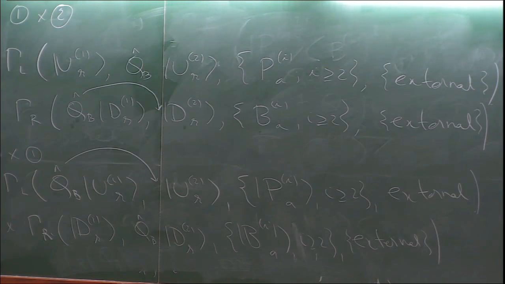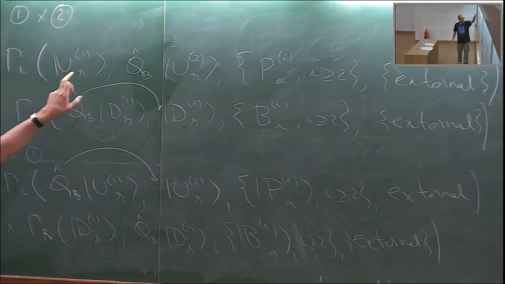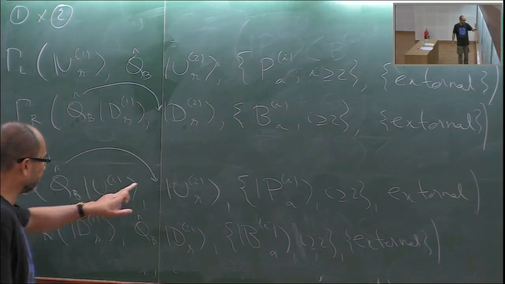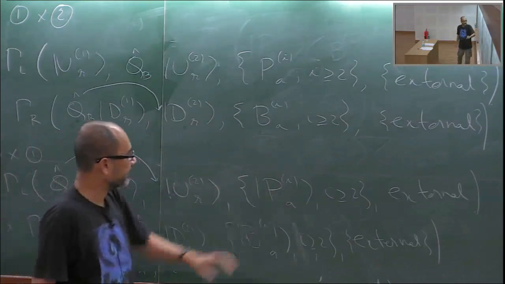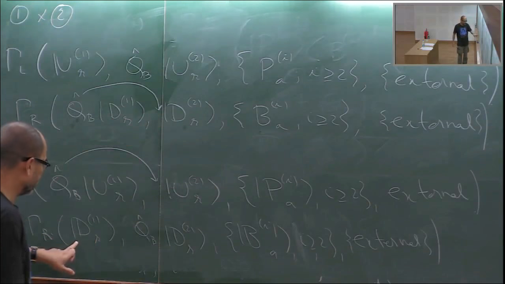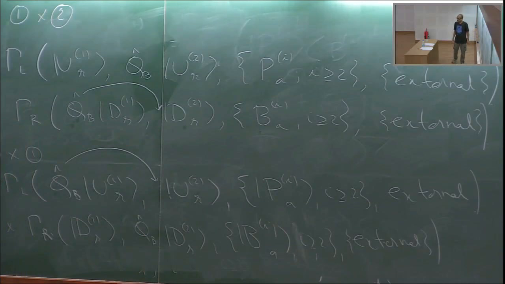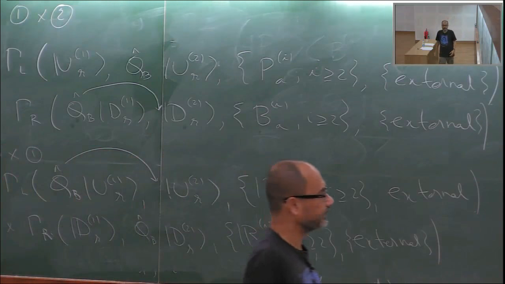So suppose you do that. Then we see that these two terms are identical. Gamma L, U1, QB hat U2, U1, QB hat U2, rest are the same. Similarly in gamma R, here you have D1, QB hat D2, D1 QB hat D2. Rest are the same. So you now have two identical terms. You have to do a little more work to fix the signs.